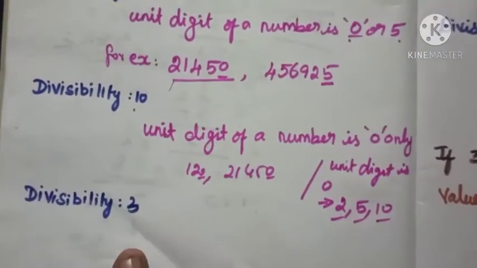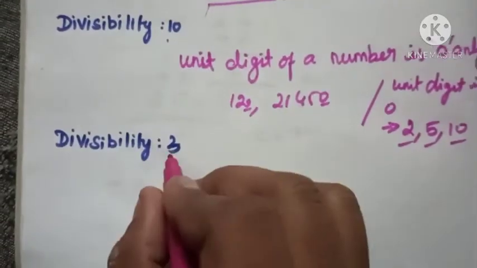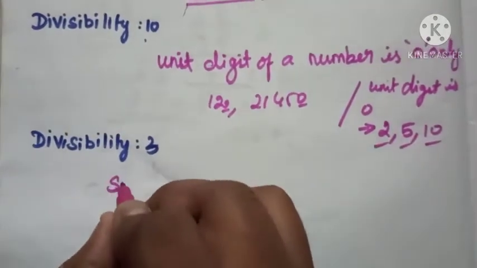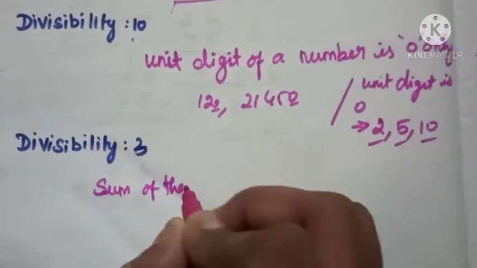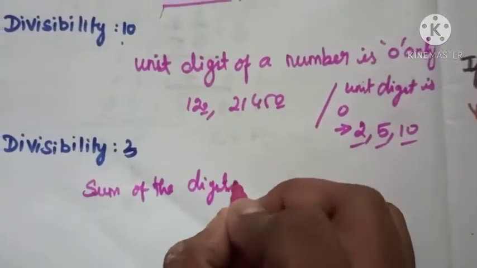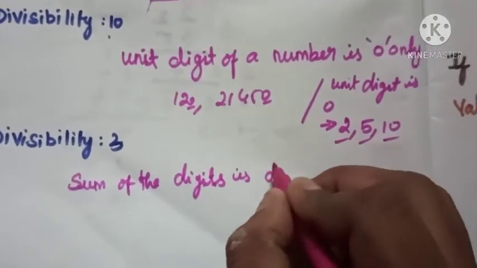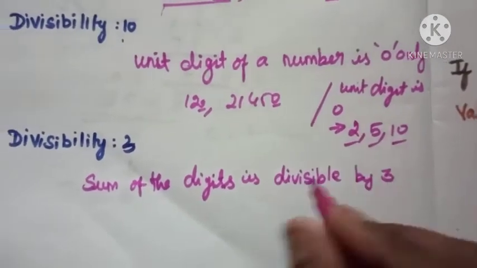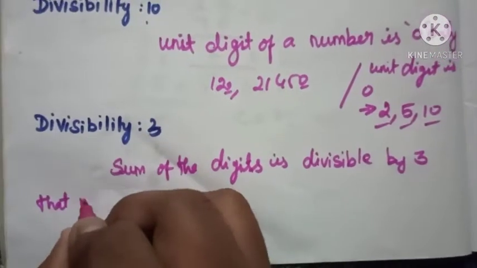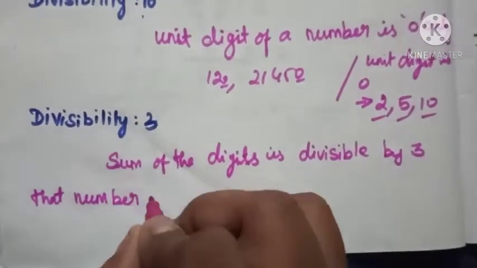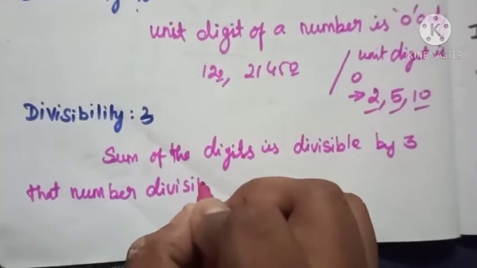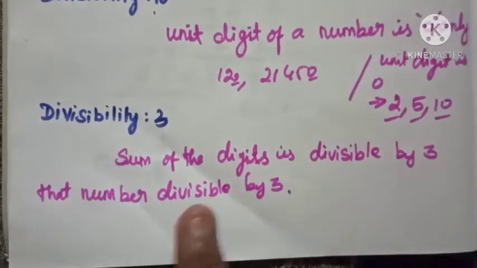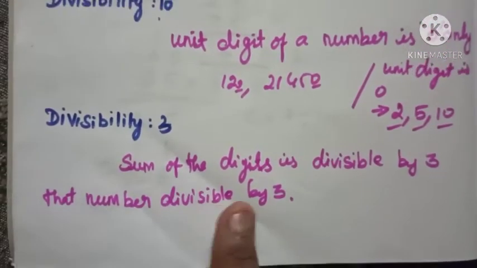Next we move on to divisibility rule 3. So here it is a different one. We must add the digits. If the sum of the digits is divisible by 3, that number is divisible by 3. Okay, the sum of the digits is divisible by 3, that number is divisible by 3.